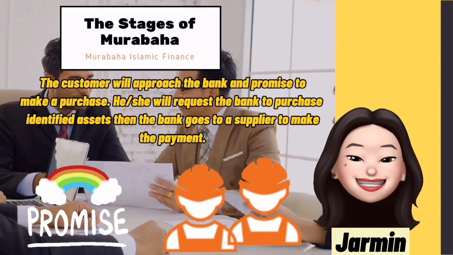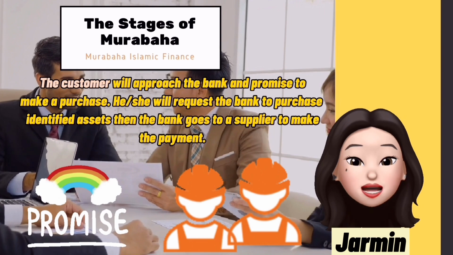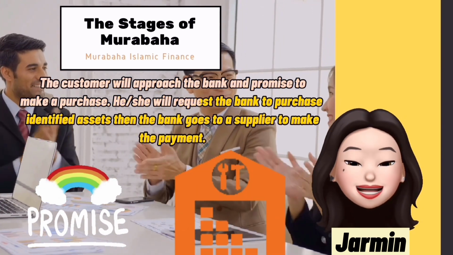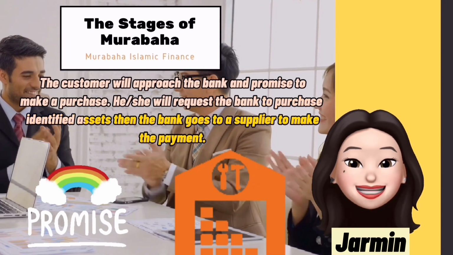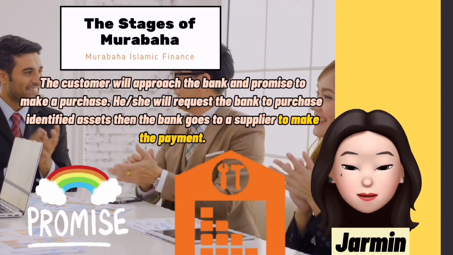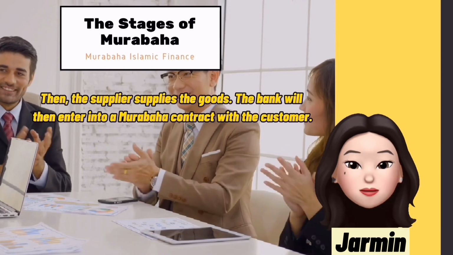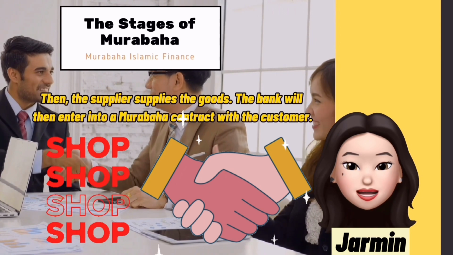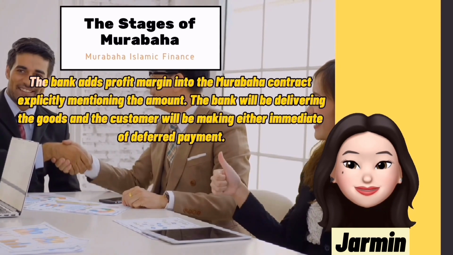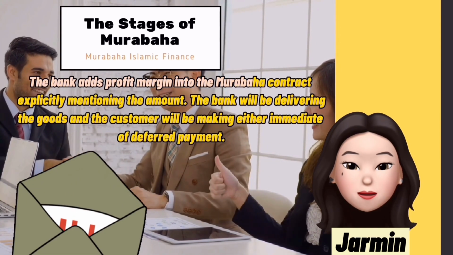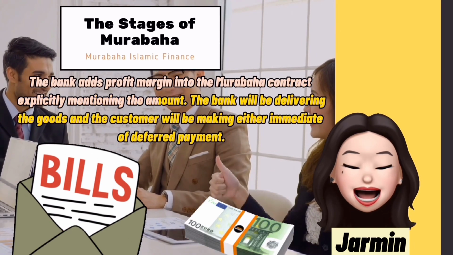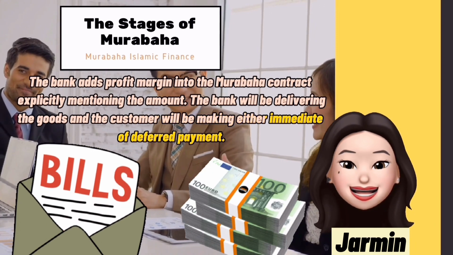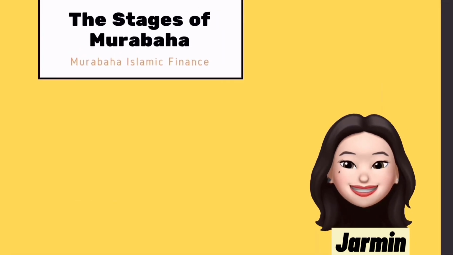Moving on to the stages of Murabaha. The customer will approach the bank and promises to make a purchase. He or she will request the bank to purchase identified assets, then the bank goes to the supplier to make the payment. Then, the supplier supplies the goods. The bank will then enter into a Murabaha contract with the customer. The bank adds profit margin into the Murabaha contract, explicitly mentioning the amount. The bank will be delivering the goods and the customer will be making either immediate or deferred payment.